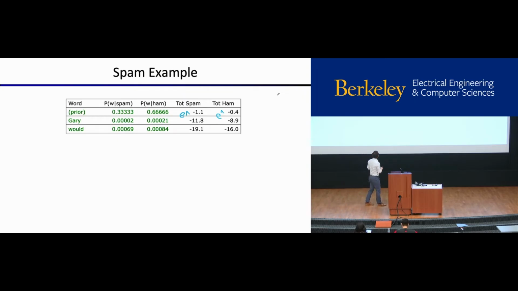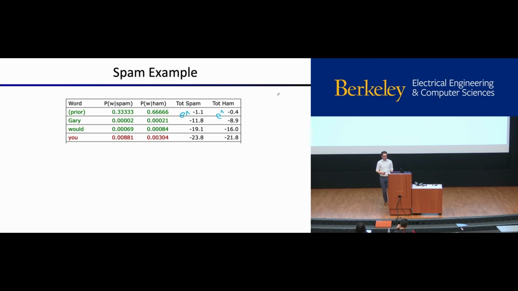All right, let's get some more words in here. "Gary would, you." You is in red because it appears more frequently in spam emails than in ham emails. I don't know, maybe because they're trying to say you should purchase this thing, or you should send me your credit card. Is that a spam email? So, all right, we keep getting more words.